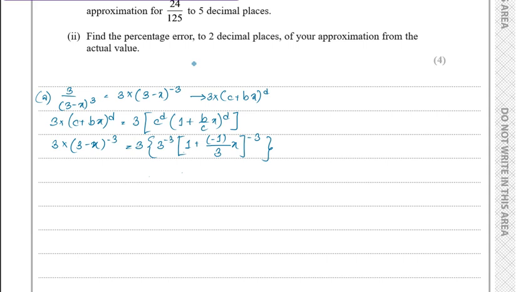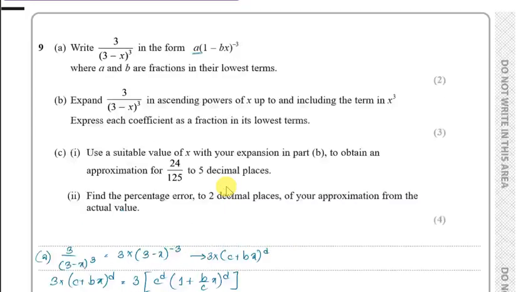So this would be 3 multiplied by 3 to the power minus 3, which is 1 by 3 to the power 3, which is 27. Bracket 1 minus 1 by 3x to the power minus 3. And 3 multiplied by 1 by 27 is actually 1 by 9. And this would be 1 minus 1 by 3x to the power minus 3.